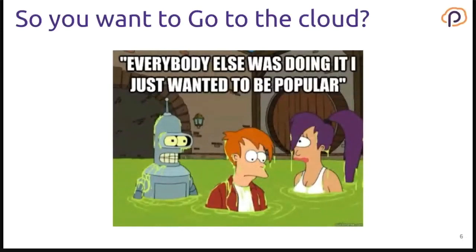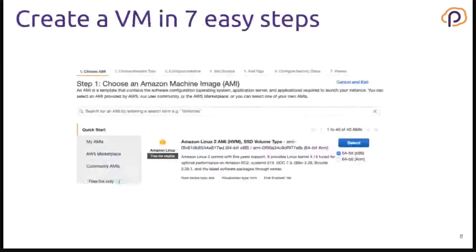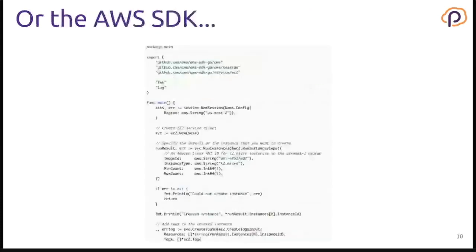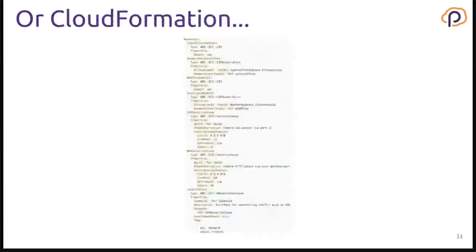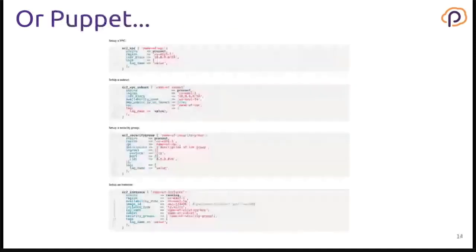Okay, so you want to go to the cloud, get it? I got more where that comes from. How do you get there? Multifaceted, many different paths you can take. It's super confusing. You could create a VM in 7 easy steps using the AWS console, or perhaps the CLI, maybe the SDK, or you could write a CloudFormation template, or Terraform, or Chef, or Puppet, or Ansible. Wow, the choice is overwhelming.